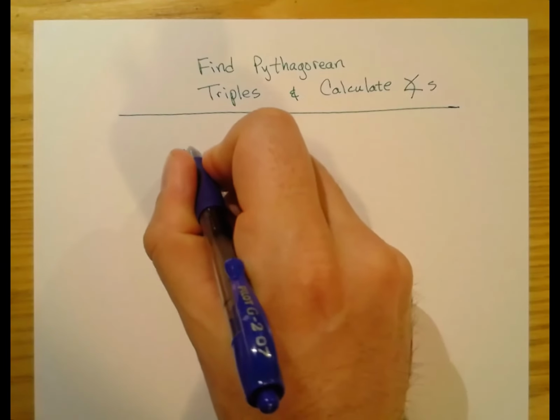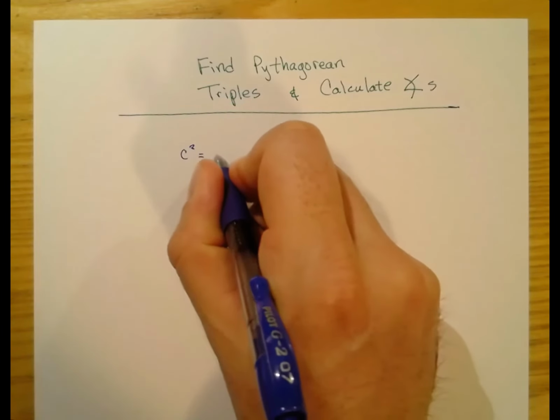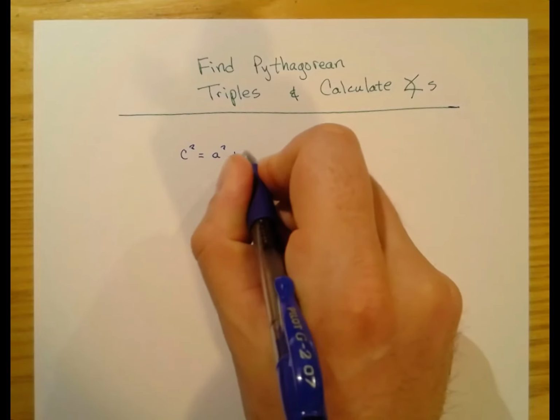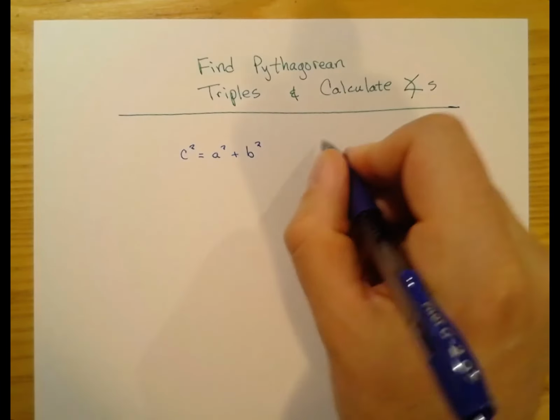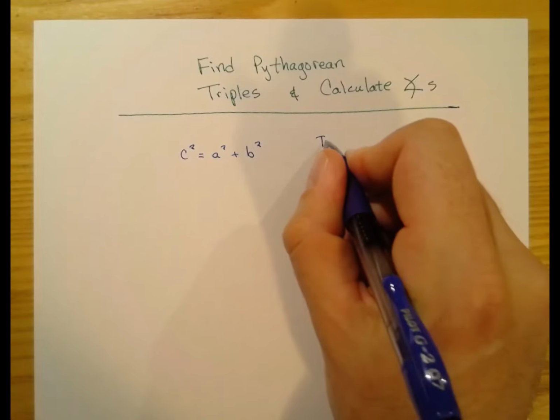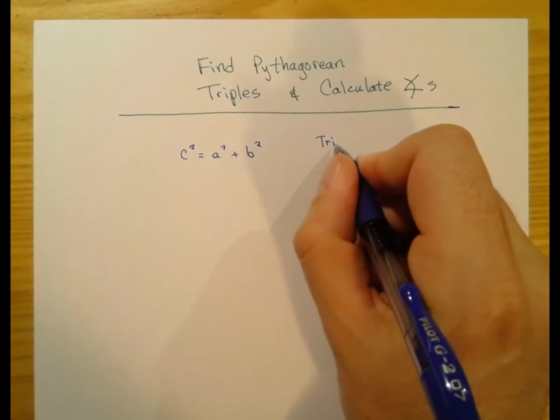So c squared equals a squared plus b squared. A quick reminder, a Pythagorean triple is when all a, b, and c's are whole numbers.